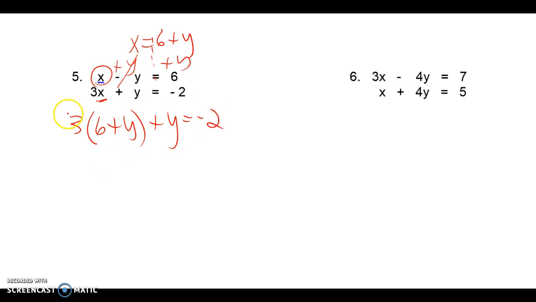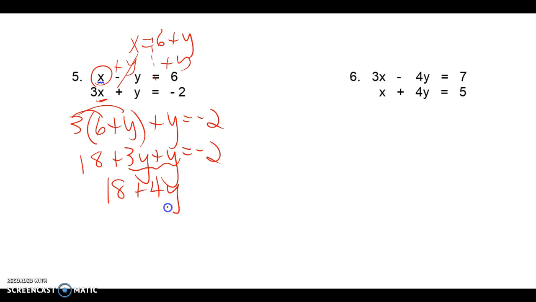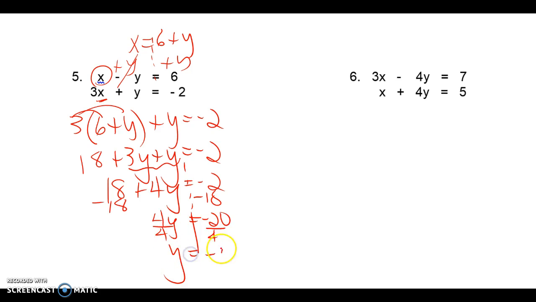plus y equals negative 2. Distribute: 18 plus 3y plus y equals negative 2. Before I start adding things to both sides of the equation, I'm going to simplify this side. Collect like terms. 18 plus 4y equals negative 2. Now I can do some work. Subtract 18. 4y equals negative 20. Divide by 4 on both sides. y equals negative 5.